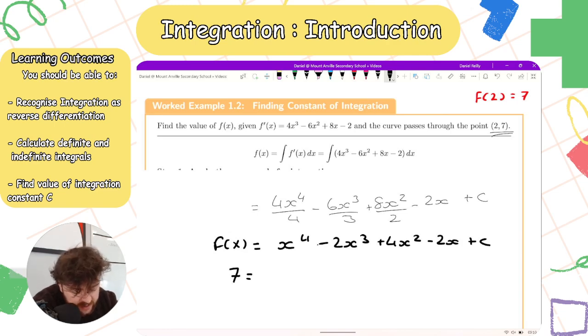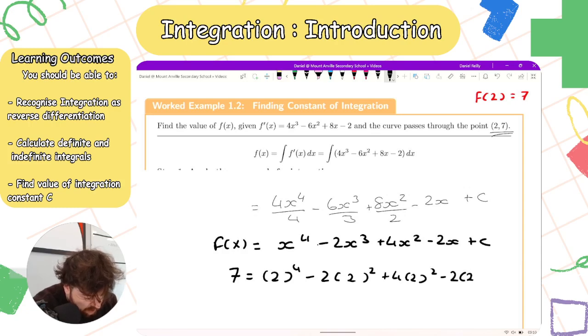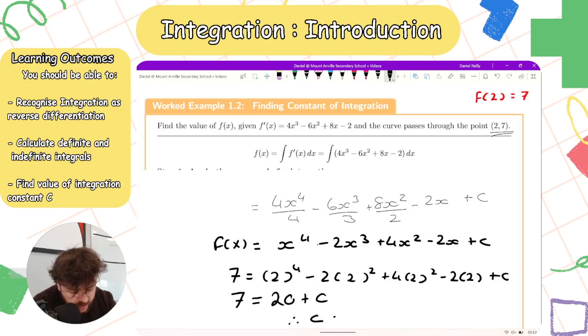So I have 7 is equal to 2 to the power of 4 minus 2 times 2 squared plus 4 times 2 squared minus 2 times 2 plus c. And my right-hand side will be equal to 2 to the power of 4 minus 2 times 2 squared plus 4 times 2 squared minus 4. So I'm left with 7 equals 20 plus c. Therefore, c is going to be equal to 7 minus 20, which is minus 13.